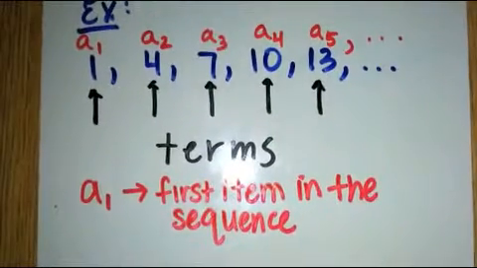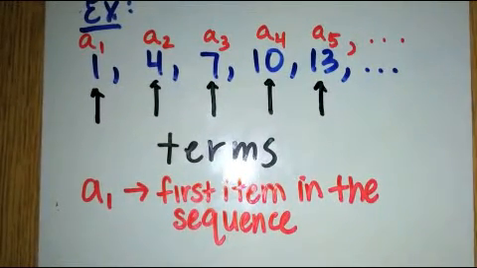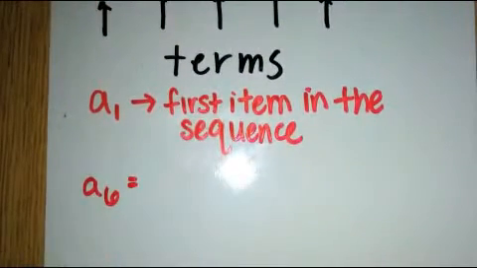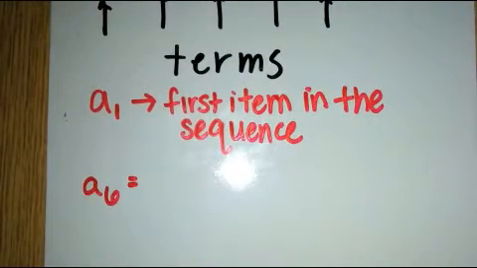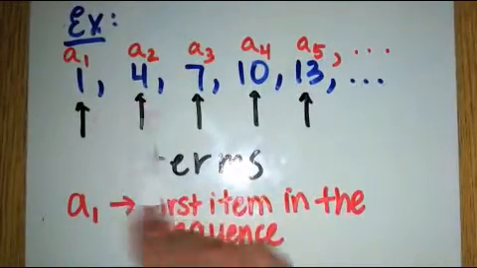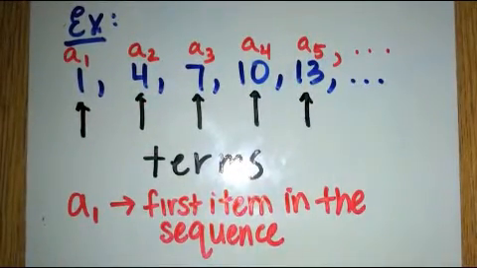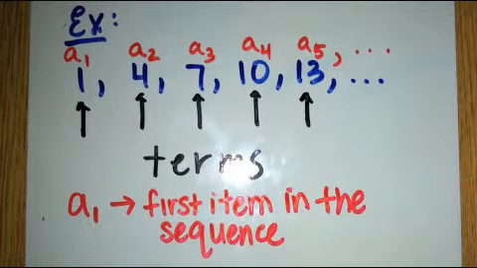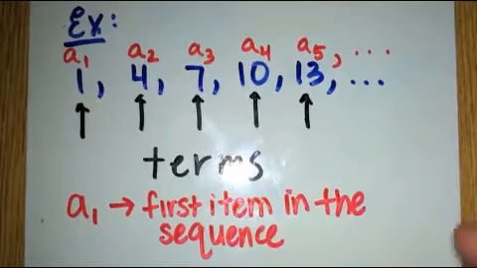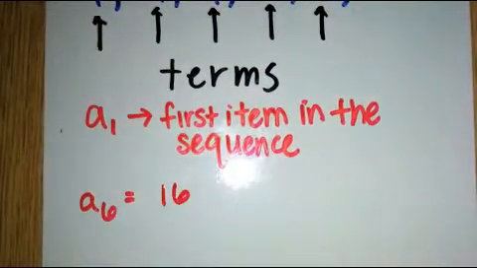Now, if I asked you what a sub 6 would be, meaning that sixth term in the sequence, can you tell me what that would be based off of what you see? Can you come up with some sort of conjecture, some sort of rule as to what's going on here? Well, a sub 6, the sixth term, would be 16.